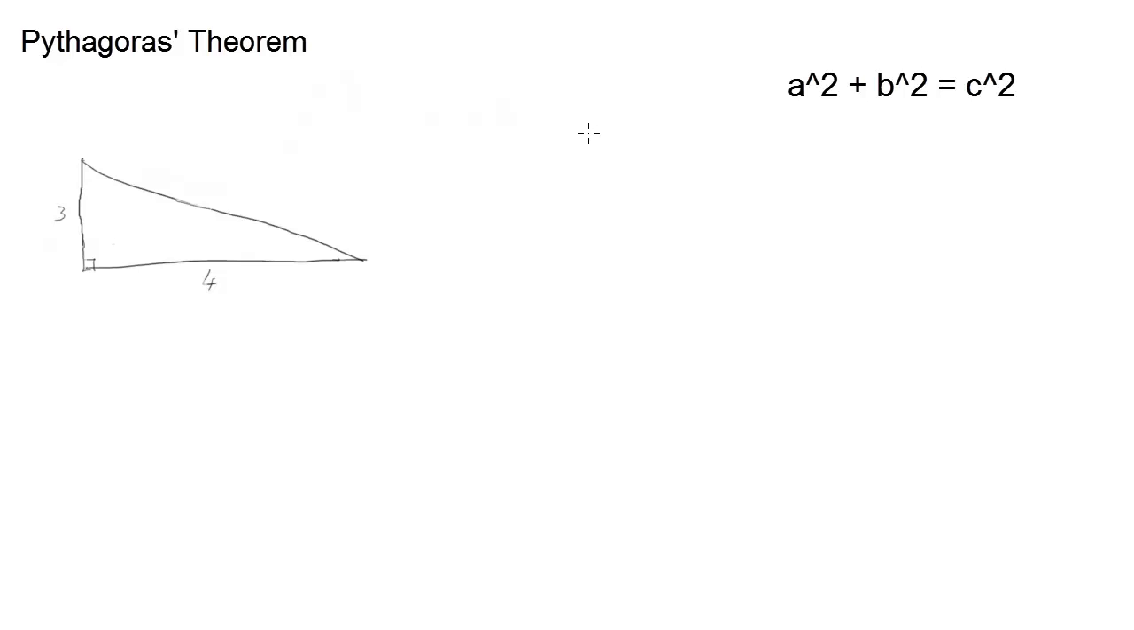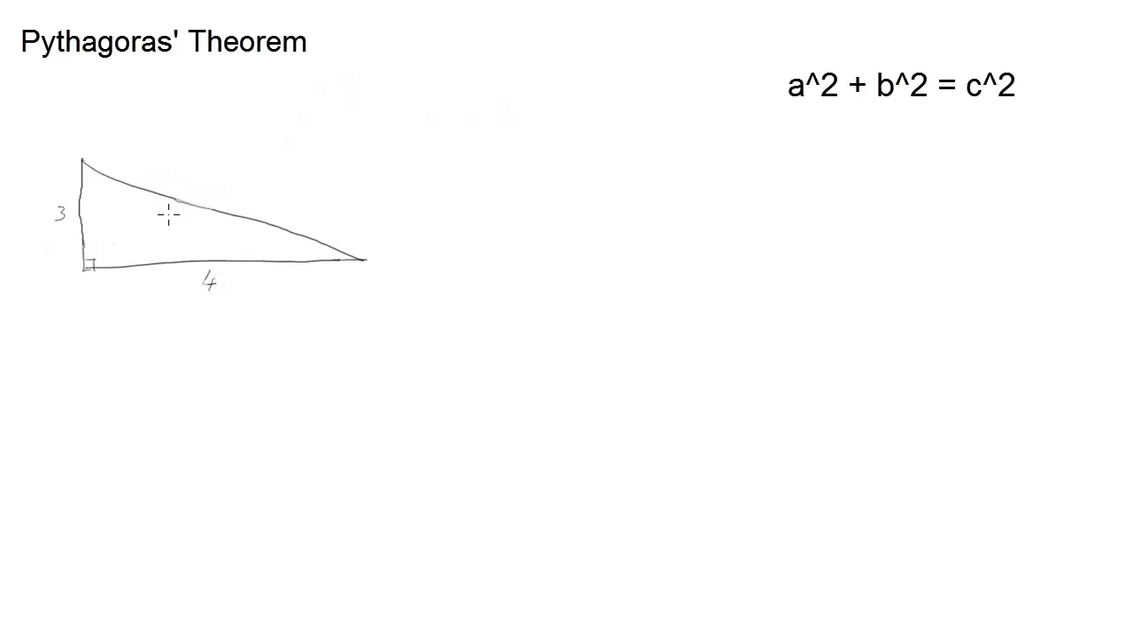Now, let's apply that to an actual question and you'll see how it's done. So, here we have a right-angled triangle, with two sides that you know the length of and one side that you need to find out. This is perfect for Pythagoras. How do we get started?